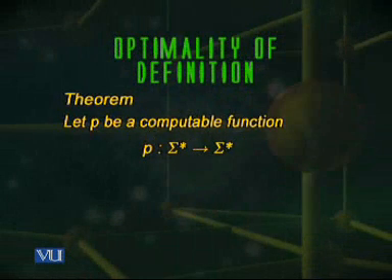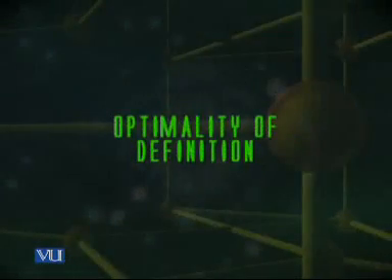Let p be a computable function which maps sigma star to sigma star. Here, sigma is {0, 1}. We are always working with the alphabet {0, 1}. For the rest of the discussion, we would always take sigma to be {0, 1}. So we are looking at a function which is computable that takes some 0, 1 strings, and when you apply the function, it produces another 0, 1 string.